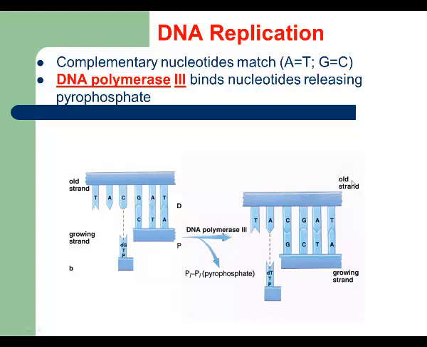Let me repeat it. Because DNA polymerase 3 can move only from 5' to 3' direction, it means this new growing strand is going to have its 5' end here and 3' end here. For the old strand it's going to be 5' end on this side and 3' end on this side, because the growing strand is a complementary copy of the old strand.